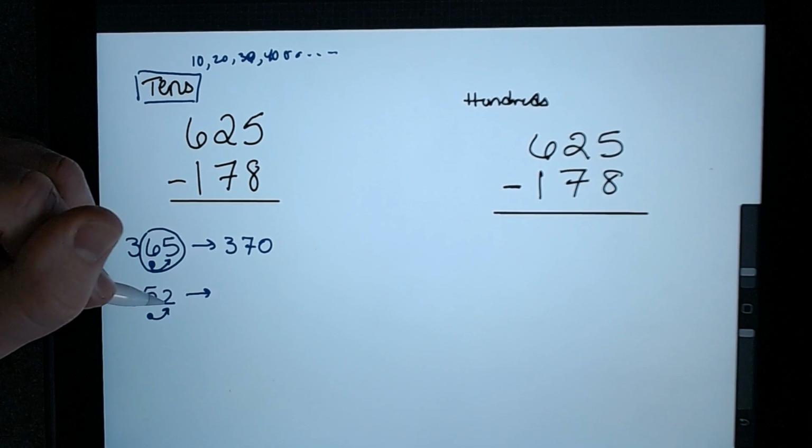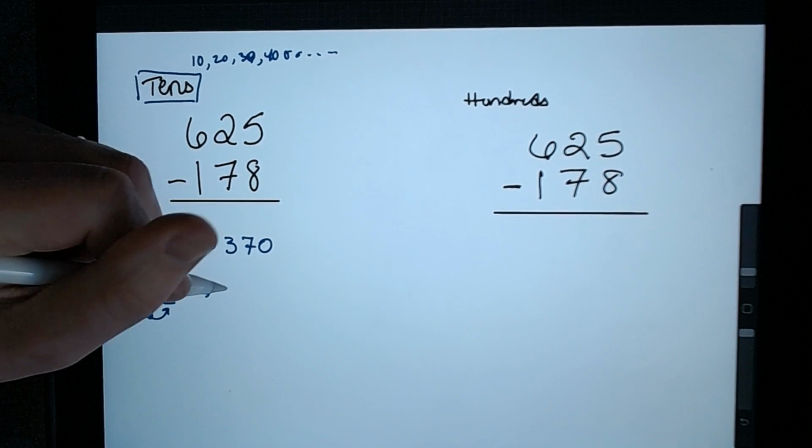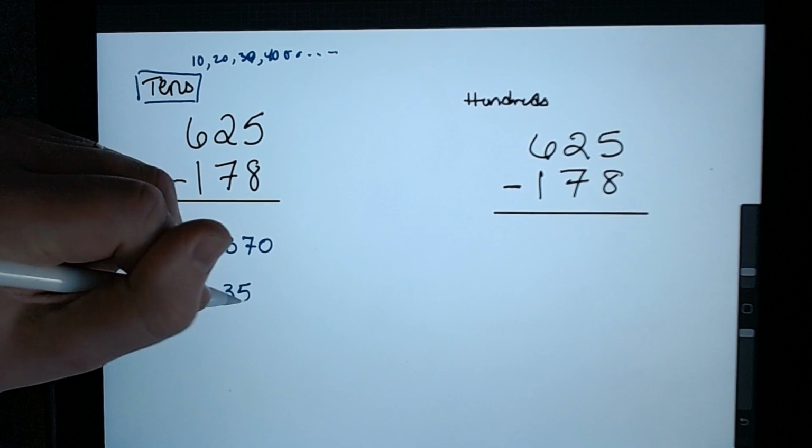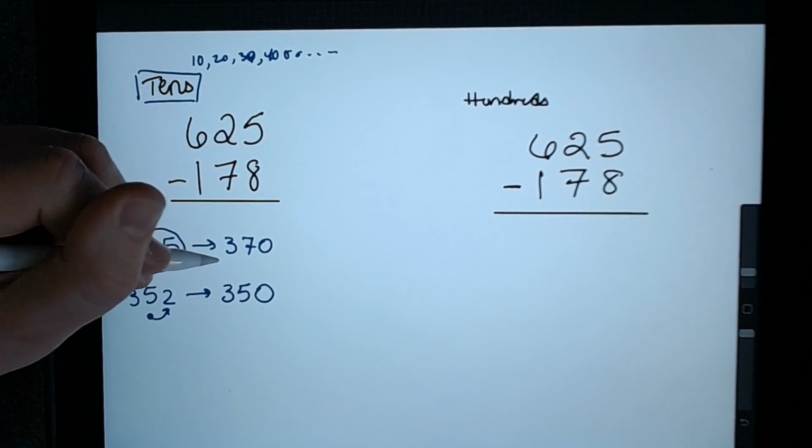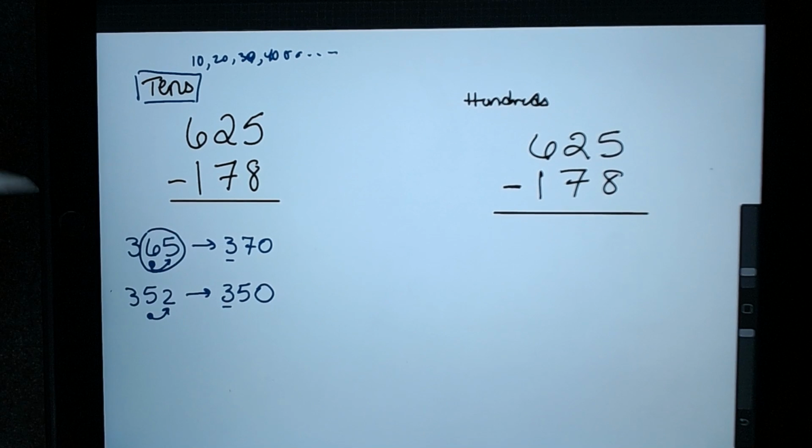Now sometimes students will round all the way to 40, but we don't want that. We want to stop at 50 because you can count by tens and get to 50. You'll notice the hundreds don't change each time. The hundreds stay the same.